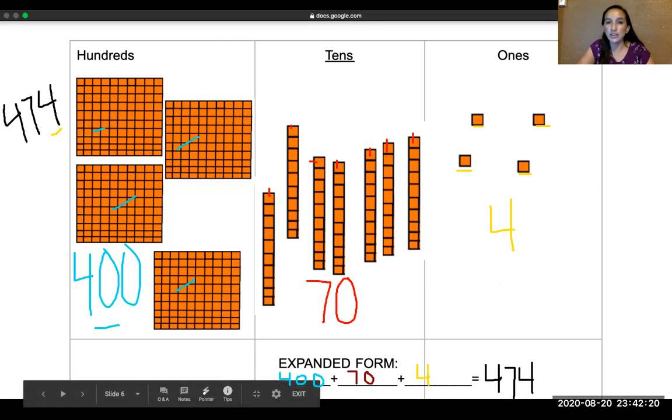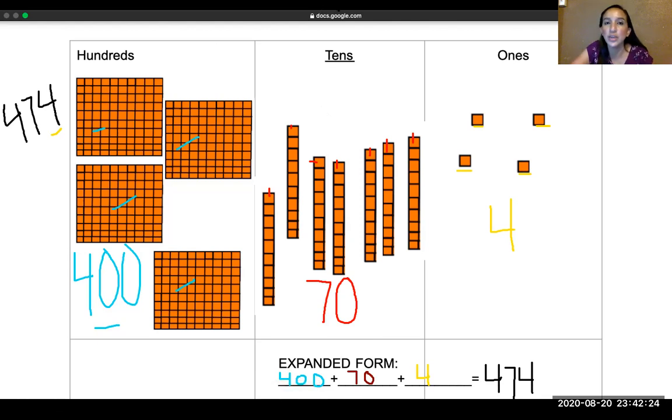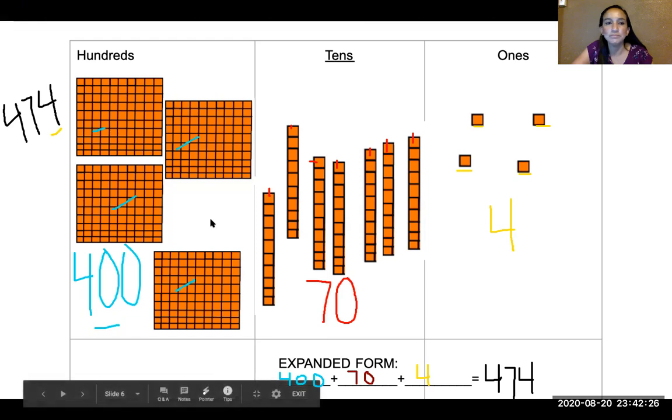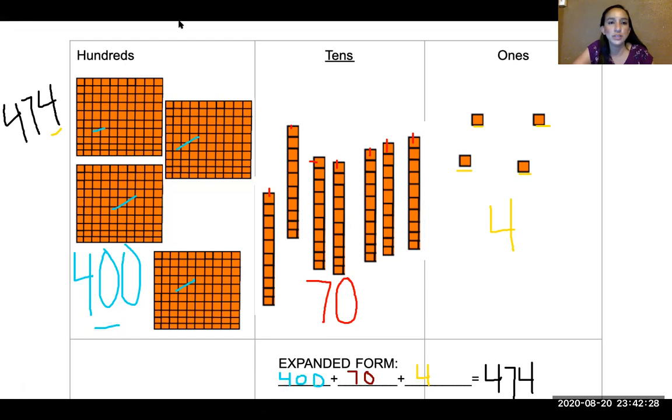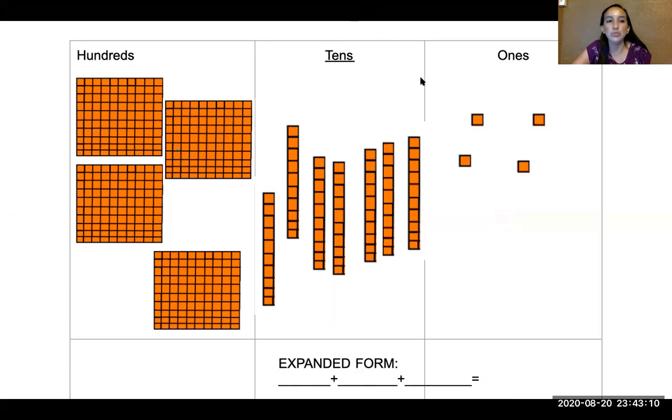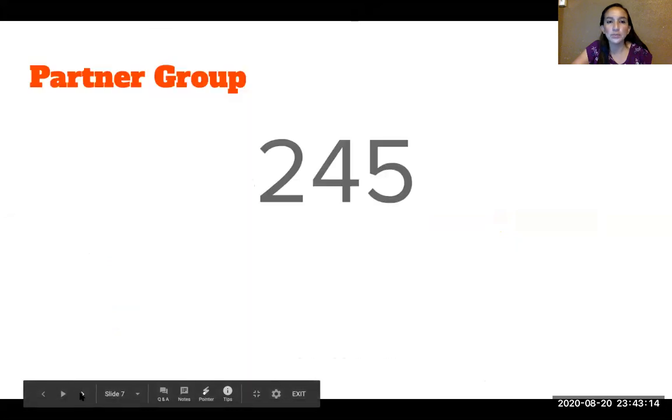Very good job, friends. Go ahead and take a second to copy this into your notebook just so we have it. Make sure that this is in our notebook. Okay, friends, now that everything is copied down, good. Let's go ahead and erase this from the chart and move on.